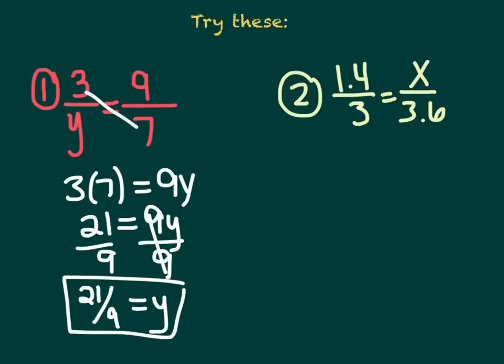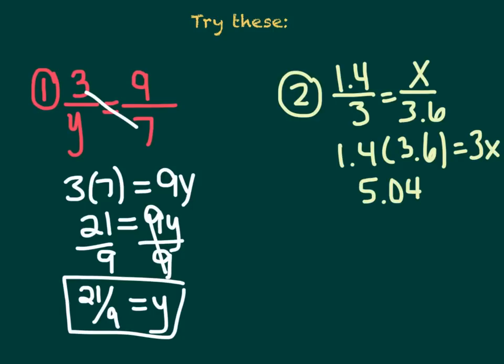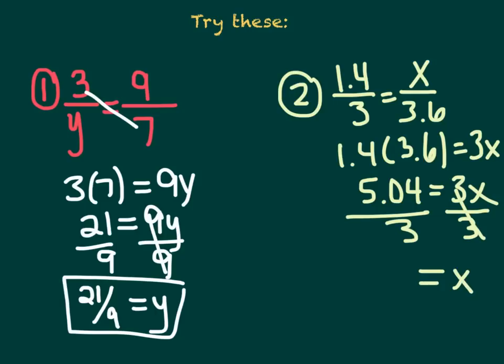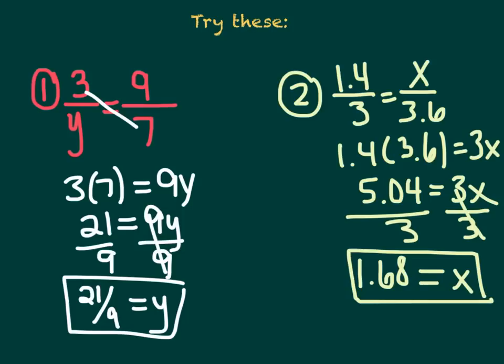Okay, over on the right-hand side, we've got 1.4 times 3.6 equals 3x. 1.4 times 3.6 is 5.04 equals 3x. And when I divide both sides by 3, I find out that x equals 1.68. Now that's a nice terminating decimal. I can keep my answer that way. All right, talk with me in class if you have any more questions about them.